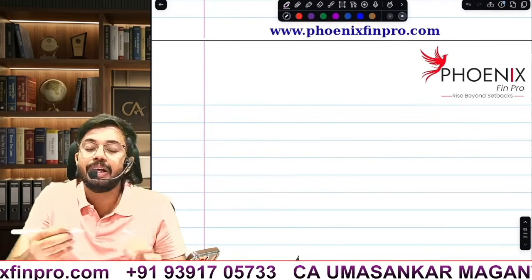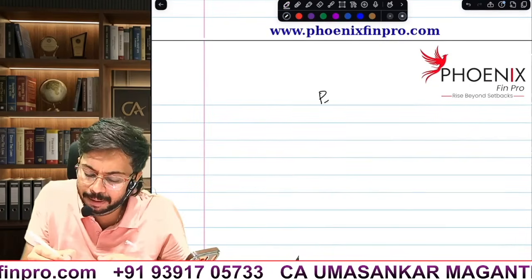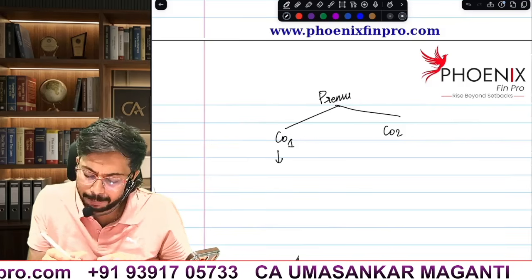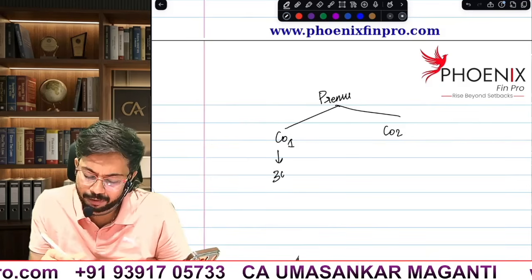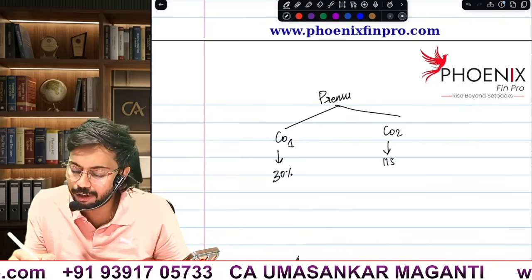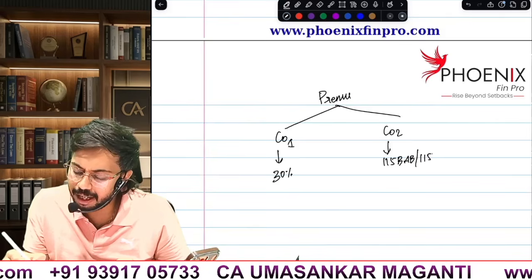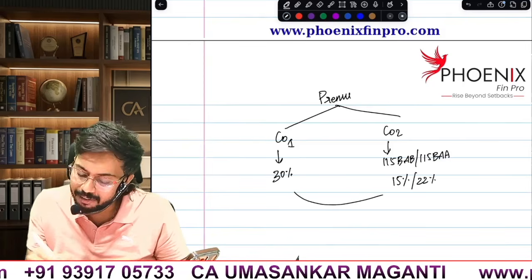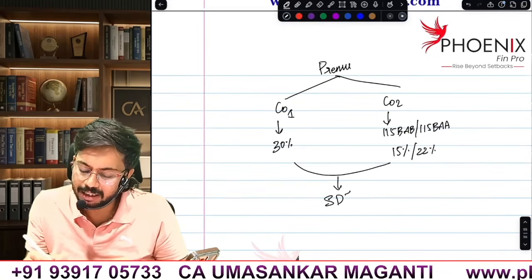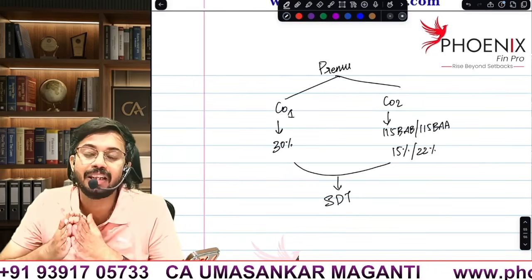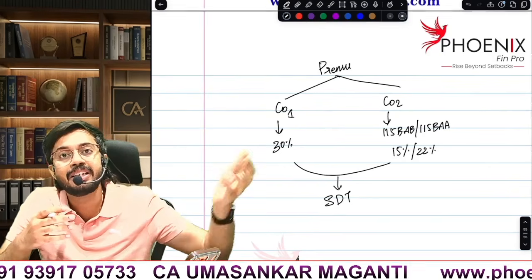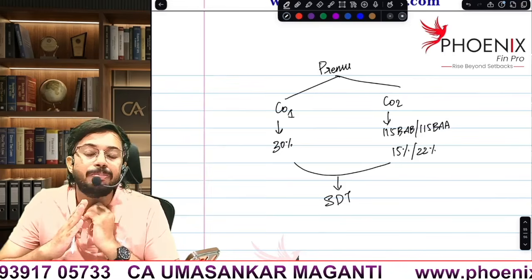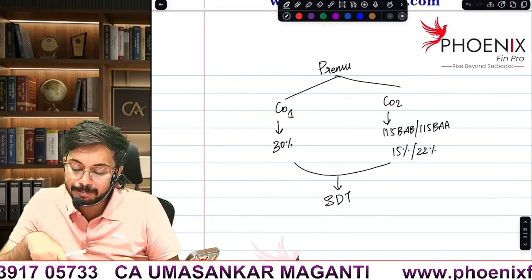One more thing. Let's say there is a person with the name Premo. He has two companies. Company 1, company 2. Company 1 is paying tax at the rate of 30%. Company 2 took the benefit of 115BAB, 115BAA, and it is paying concessional tax rate of 15% or 22%. Whenever transaction is done between these two companies, that transaction will also be treated as specified domestic transaction. That means one company does transaction with another related entity, that another company is paying tax at concessional tax rate of 15% or 22%. Even those transactions will also be treated as specified domestic transactions.